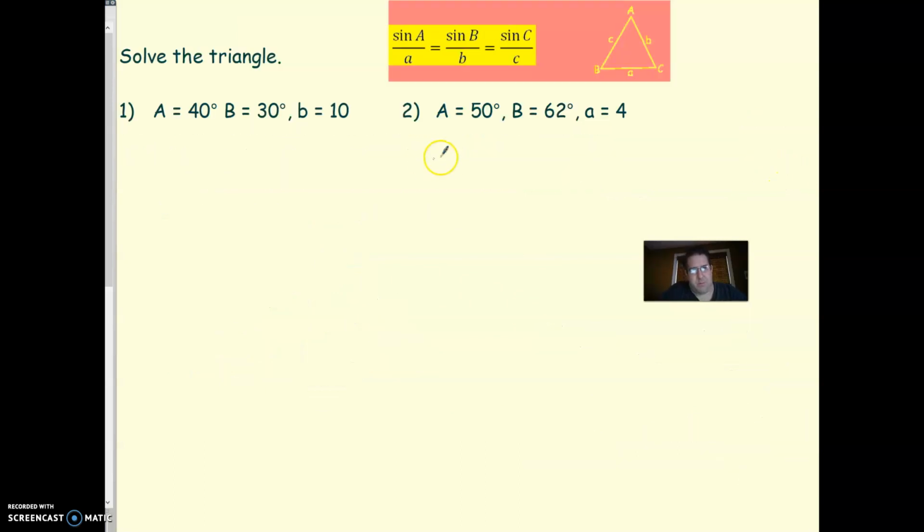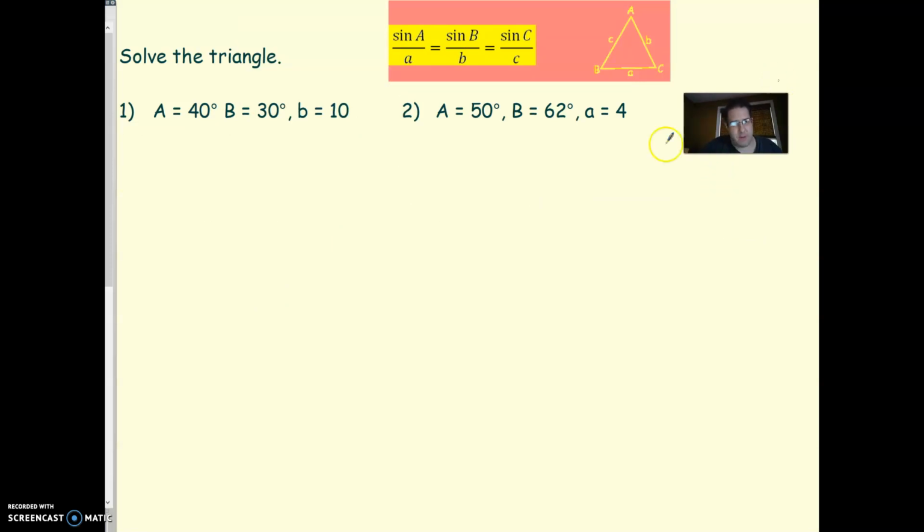All right, so a couple of questions here. I don't have time to do everything, but I will do at least one of them. Let's say they're giving you this information. Keep in mind that capital letters are always angles. So this is one angle, this is another angle, and this is a side. First of all, I know that the three angles always add up to 180. If I add these two up, I get 70. So angle B is equal to 180 minus 70, so angle B must be equal to 110 degrees.